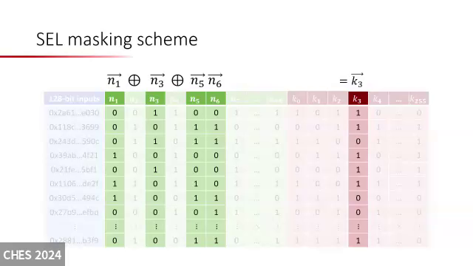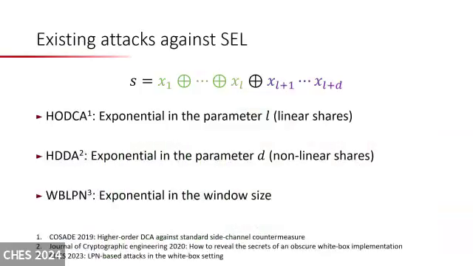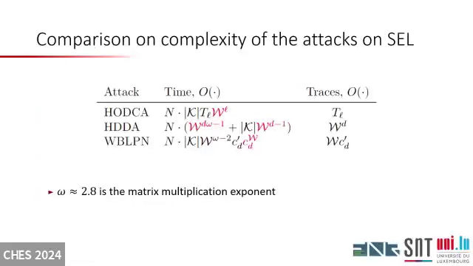Some attacks already exist against this scheme, but they are all exponential. The most famous ones are HODCA, which is exponential in the parameter L, so the number of green shares, HDDA in the number of nonlinear shares, so the purple ones, and White-box LPN, an attack that we proposed last year at CHES, that basically is exponential with this window size, but can be very efficient if D is high. But in the end, they are all exponential, as given here in the complexity.